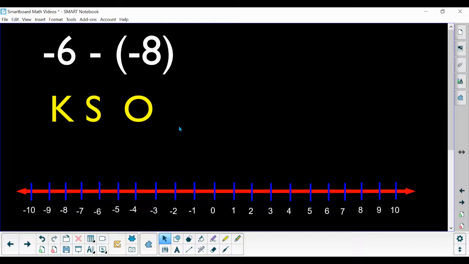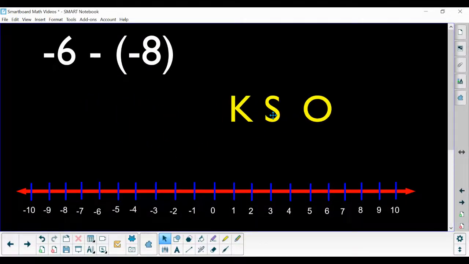Okay, so today we're going to be working with subtracting integers. Before we get started, let's make sure we know the difference between a minus sign and a negative sign. These right here are negative signs. And this right here is a subtraction sign. So it's this right here that tells us that we're going to be using Kesso.